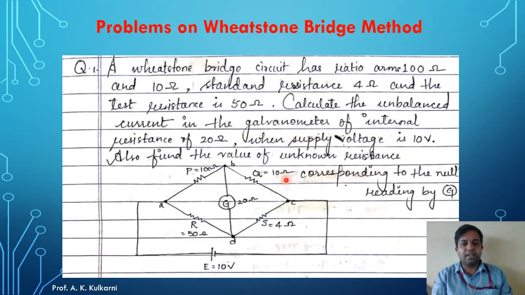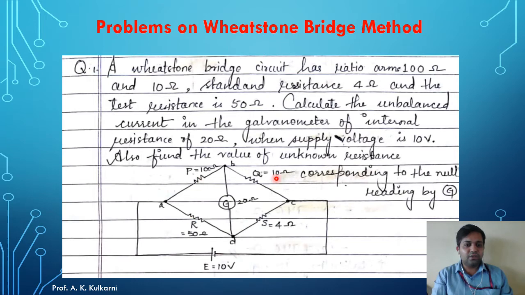And after that, he has given a standard resistance of 4 ohm. So the standard resistance is 4 ohm. And the test resistance is our unknown resistance value, so the unknown resistance is 50 ohm. So from this problem statement, we came to know that all the resistance values are given, be it the ratio arm resistances, the standard resistance, or the unknown resistance.